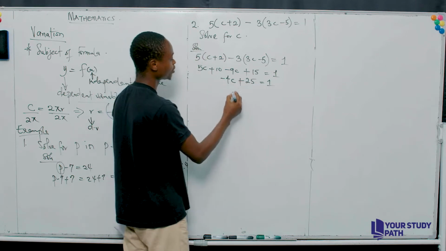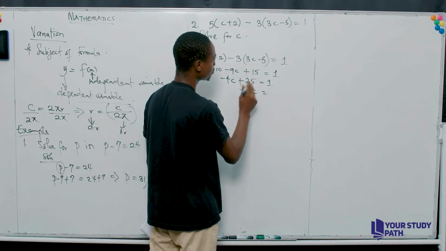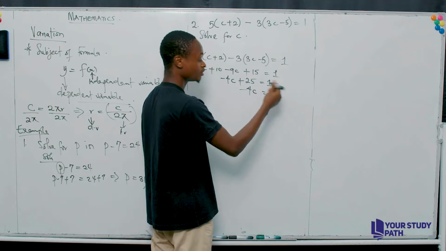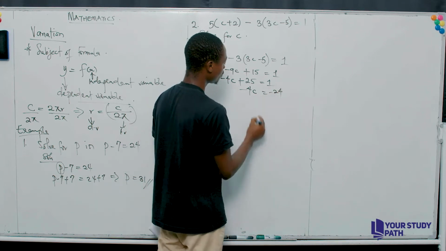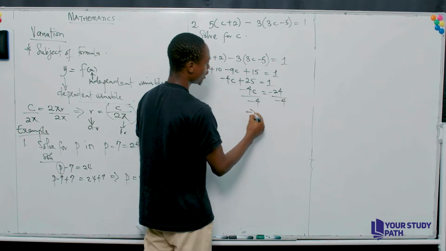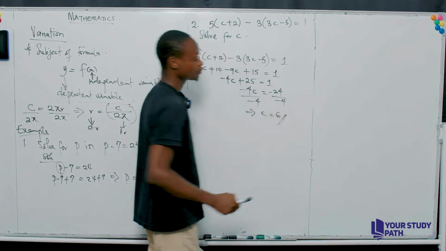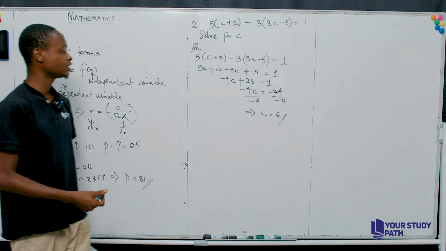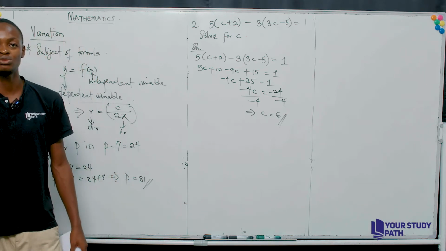Bring this to the other side, it becomes negative. -4c = 1 - 25, which will give us -24. So dividing both sides by -4, we'll have that c is equal to 6. So we evaluated for c, but in essence, we also made c the subject of the formula.